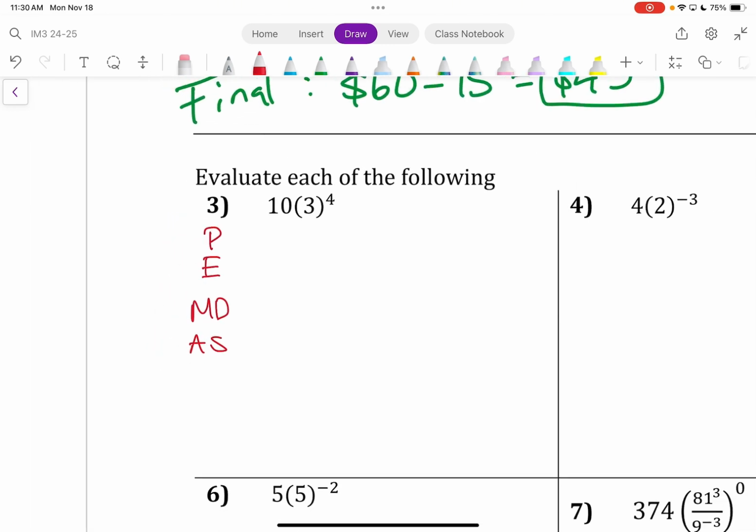We start with, obviously there's no parentheses, so we can cross that out. We start with the exponents, and exponents would be 3 to the 4th. Now, 3 to the 4th, if you wanted to expand this, you could. I won't in this case. 3 to the 4th is equal to 81, so that we have 10 times 81. Then we go ahead and move on to the next step. The next step is multiplication, so we multiply these two numbers. 10 times 81 is equal to 810. And of course, we stop there. There is no addition or subtraction to take care of. So for this first one, we get a solution of 810.